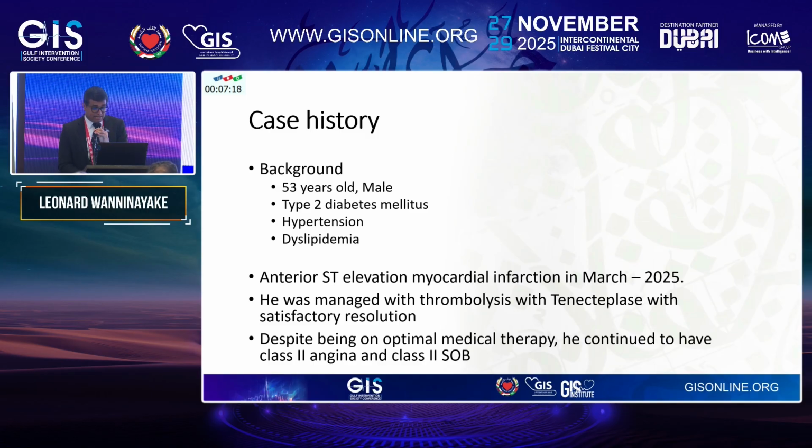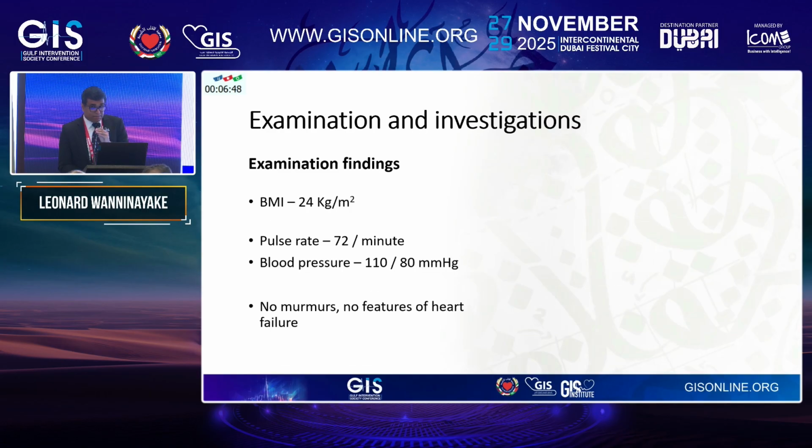He had a history of anterior ST elevation myocardial infarction in March 2025, and at that time the patient was thrombolyzed as PCI facilities were not available in the local setting. There was satisfactory resolution, and the patient was on optimal medical therapy for heart failure. He continued to have class 2 symptoms of shortness of breath, and therefore was referred to the PCI center for revascularization. He had a BMI of 24, and pulse, blood pressure, and examination were unremarkable.